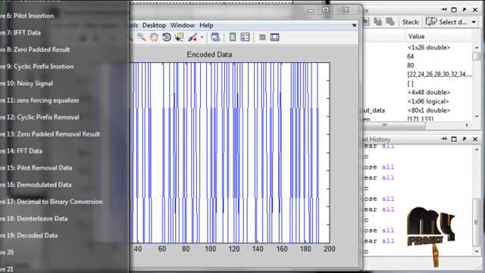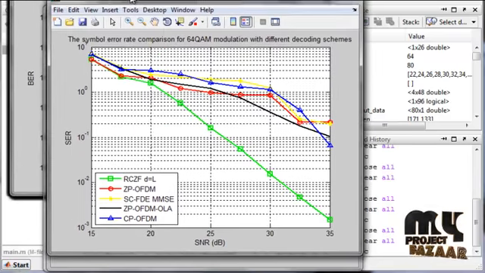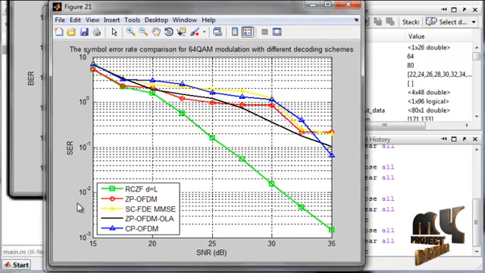So this is the output graph for SER, SNR versus SER. This is a symbol error rate comparison of 64 QAM modulation with different decoding schemes. This is our proposed one, and these are the existing systems. Comparing to all the existing systems, our proposed one is very much minimized. So this is the SNR versus SER, and compared to all the existing results, that is ZP, AC and CP, the RCZF graph is minimized.